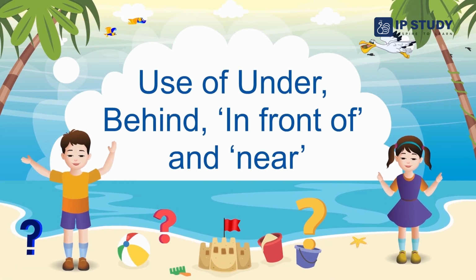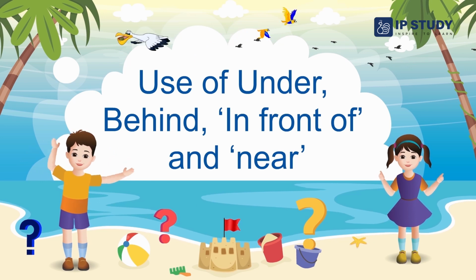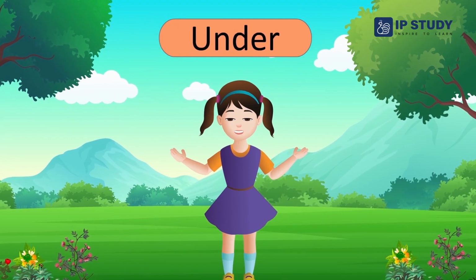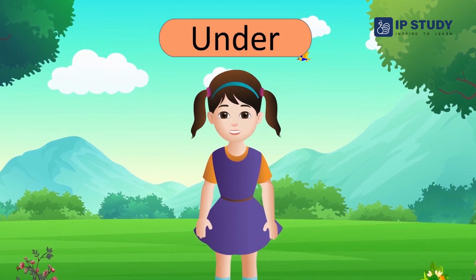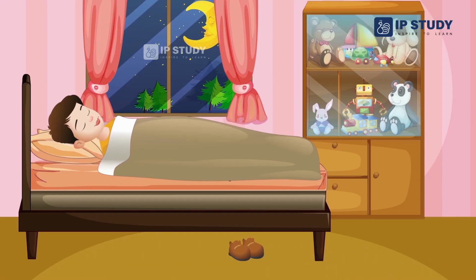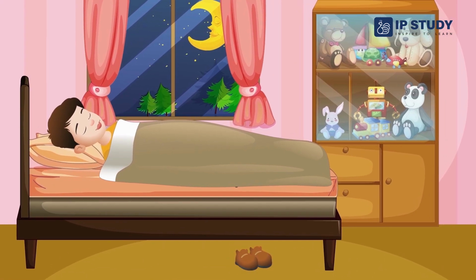Use of under, behind, in front of and near. We use under to talk about something that is below or lower than something else. The cat is under the table. His shoes were under his bed.